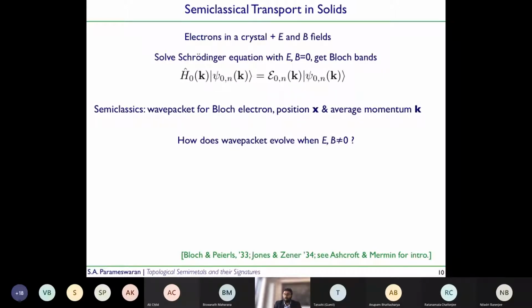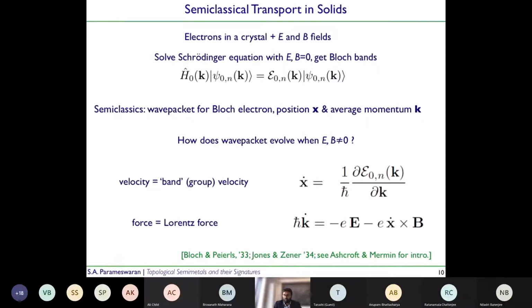And the reason we want to do this is when we work semi-classically, as long as we obey the uncertainty principle and allow delta x, delta k to be greater than h bar over 2, then you can actually give an average position and an average momentum to a wave packet, so we can treat it almost like a classical object. And what the semi-classical theory of transport in solids does is ask how wave packets evolve when electric and magnetic fields, E and B, are switched on.